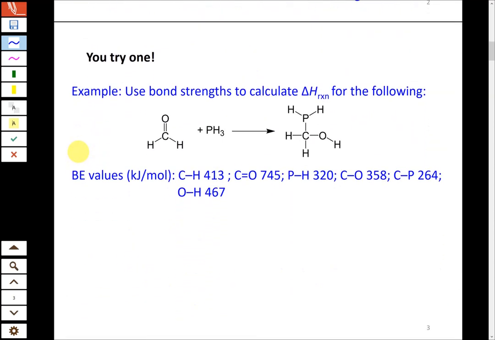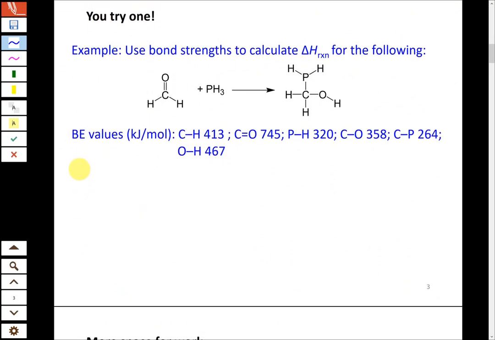So we're going to do this one here as an example. And honestly, this type of problem is really testing your accounting skills more than your chemistry skills. It's just tabulating all the bond energies on one side, tabulating all the bond energies on the other side, adding them together, and then subtracting the two totals from each other. So it's more like an accounting exercise than chemistry. So we have this reaction here. This molecule is called formaldehyde. You've probably heard of that before. It reacts with phosphine, which is horribly toxic, by the way, and you basically get this more complicated product here.